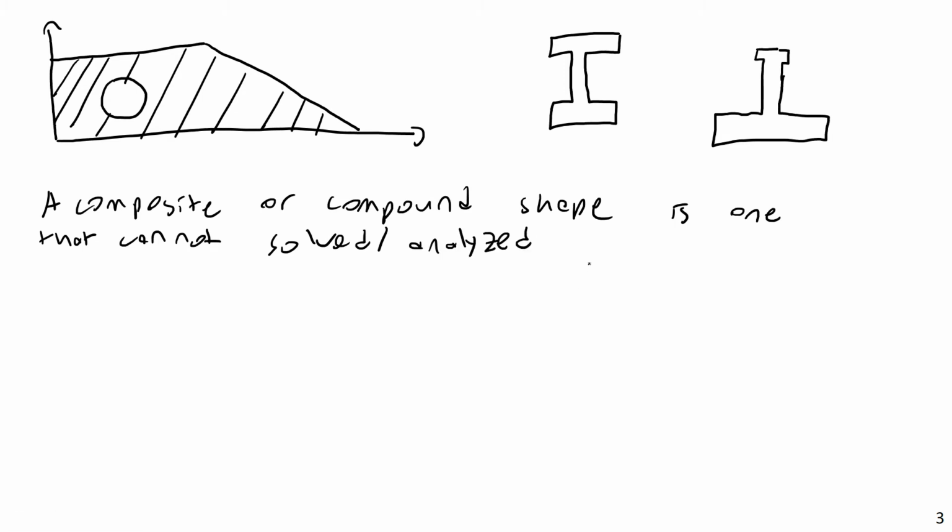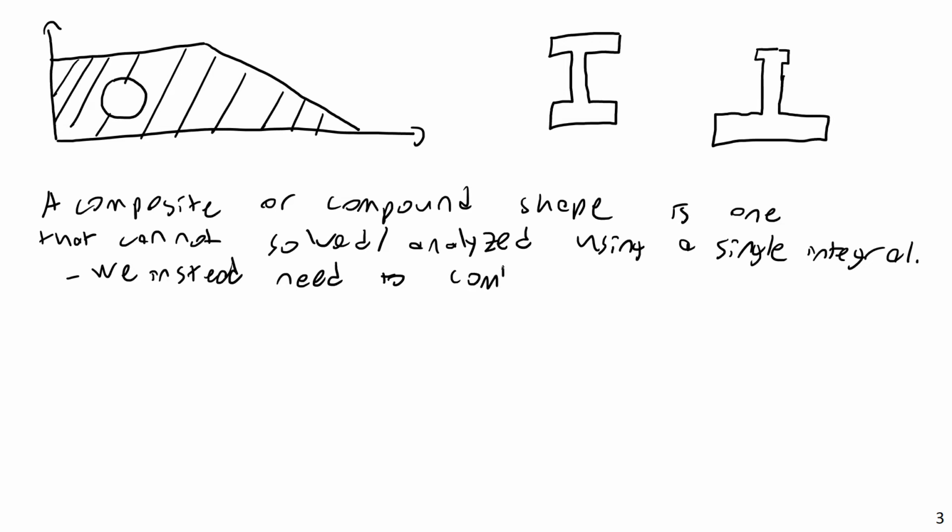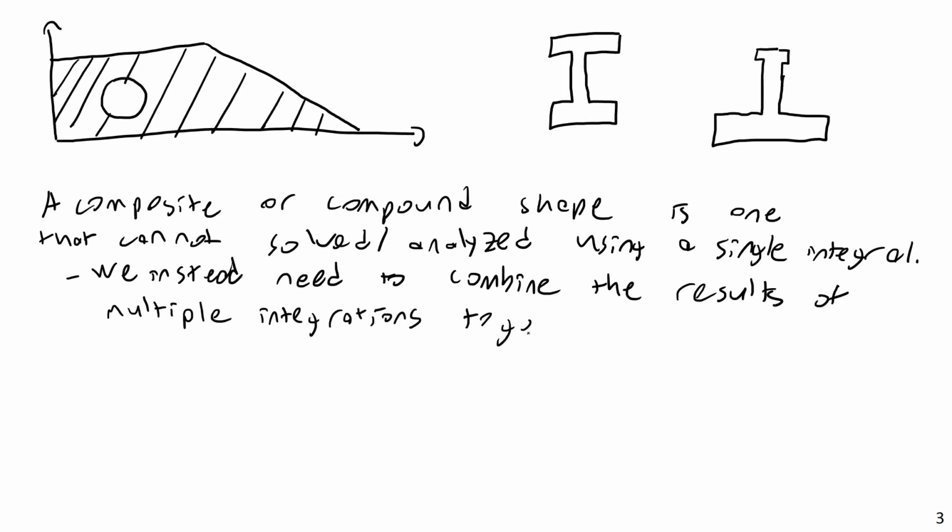And there are other definitions we could look at as well, but in this context, I could define a composite or compound shape as one that cannot be solved or analyzed using a single integral. Instead, we need to combine the results of multiple integrations together. And fundamentally, we are going to do this using tabular methods.